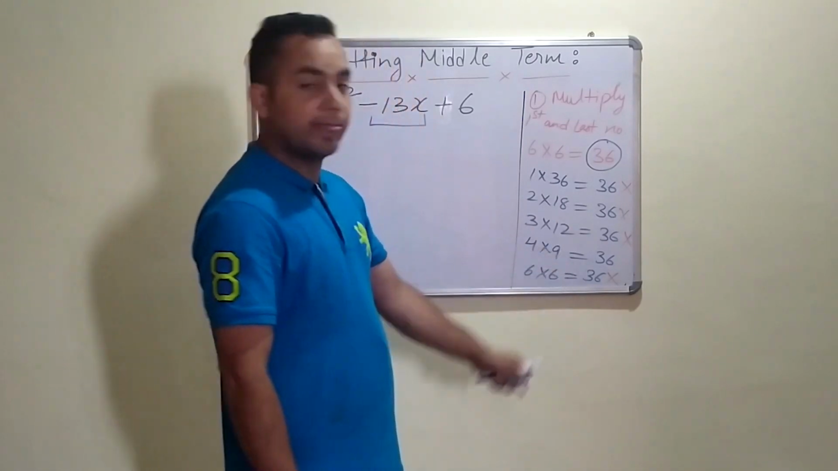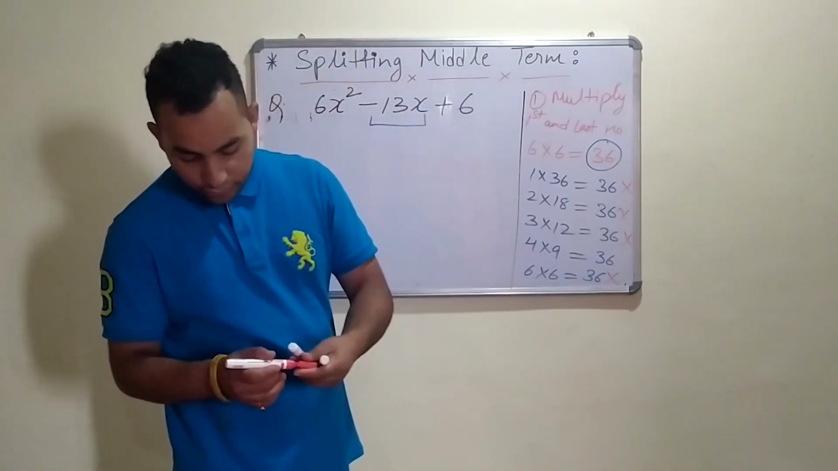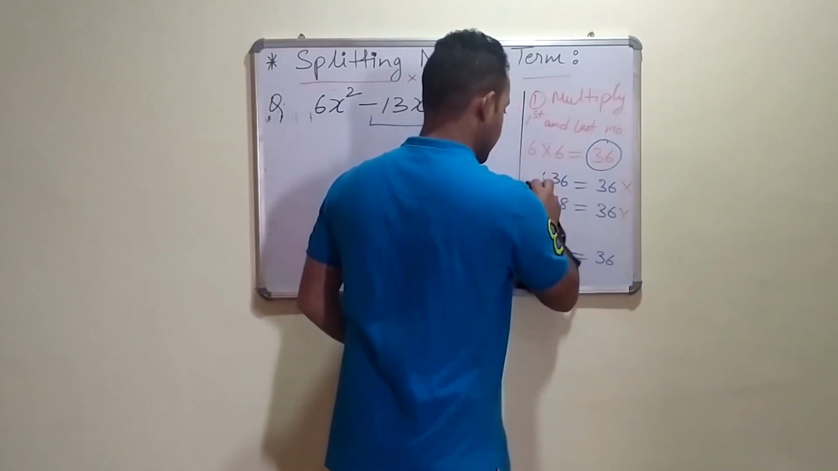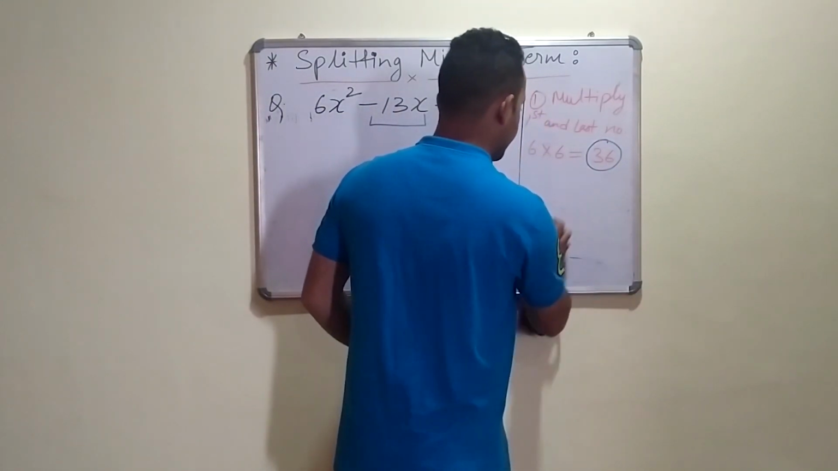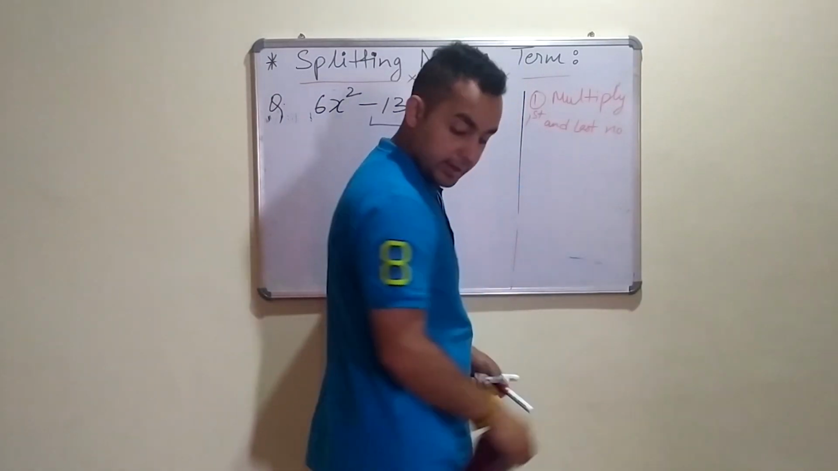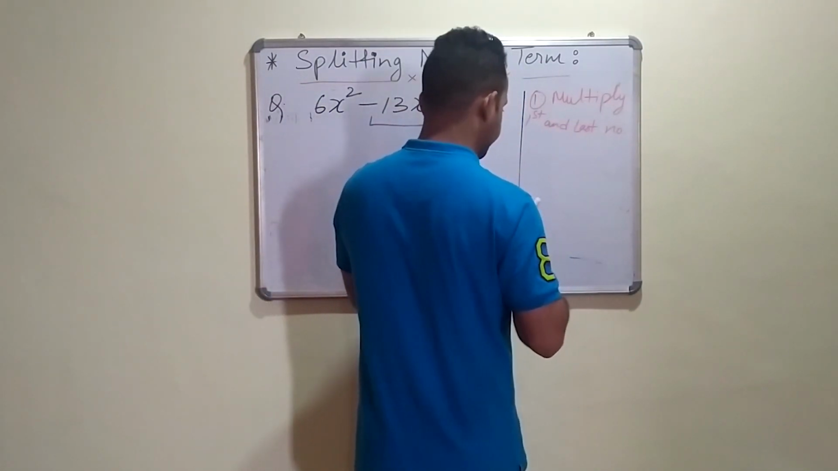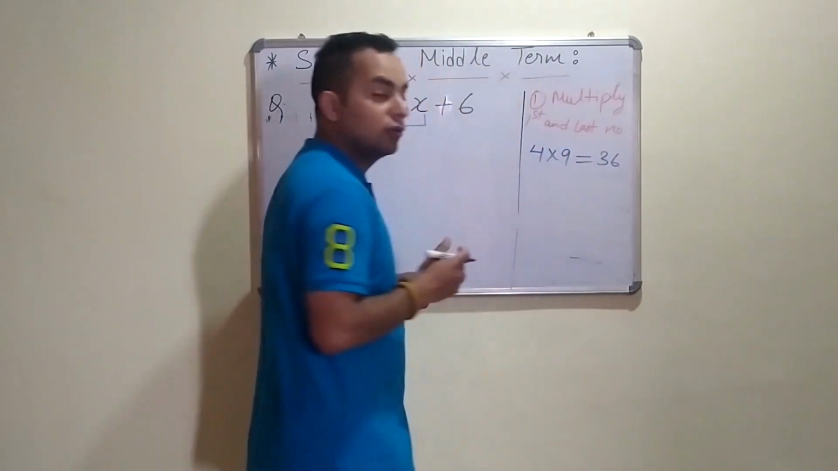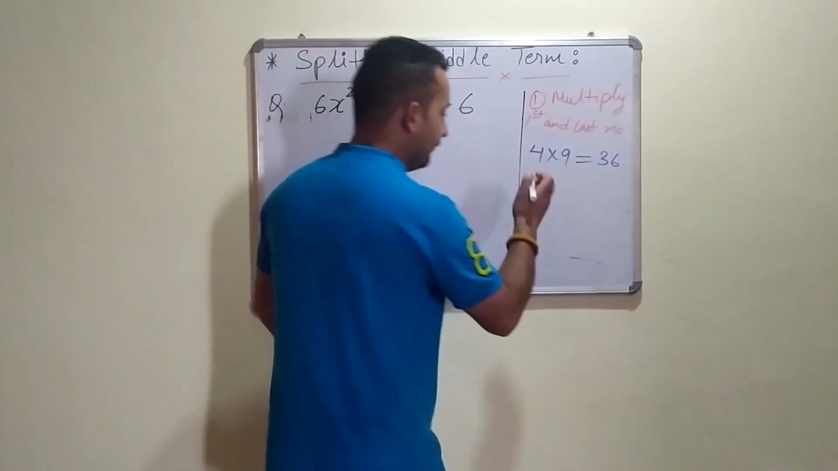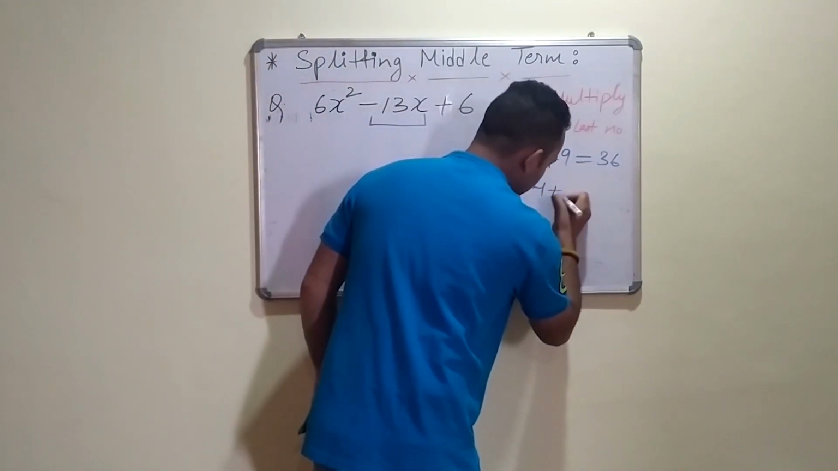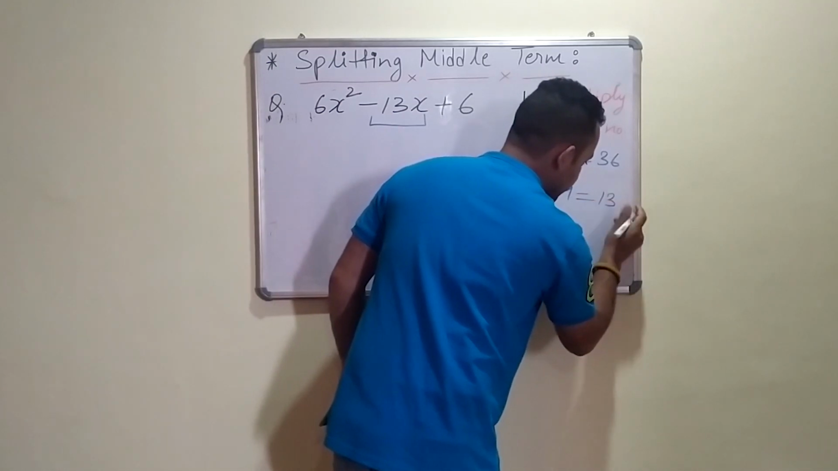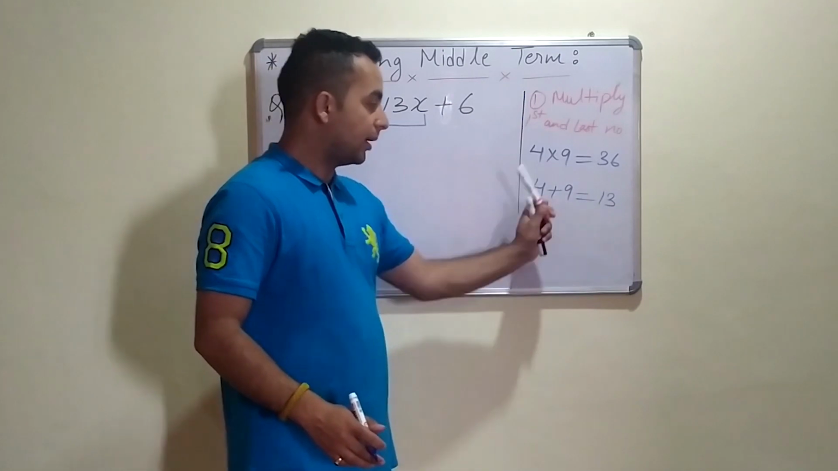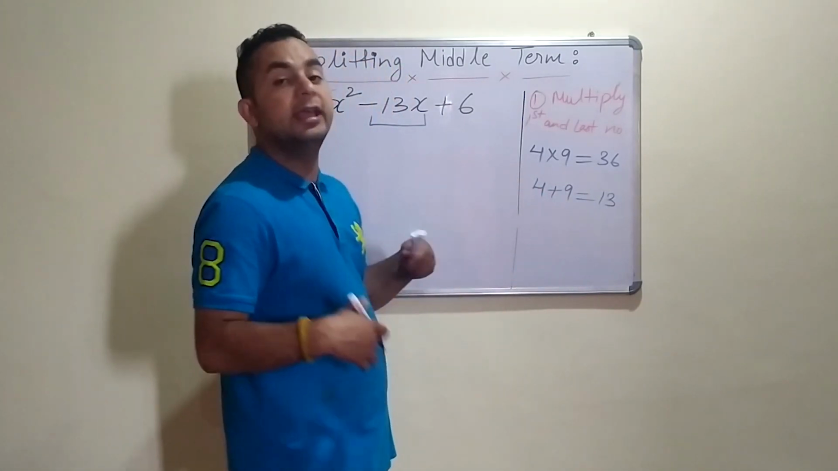Now you are left with the factors 4 and 9. If we add 4 plus 9, your result is 13. Okay class, you will get 13 by adding 4 and 9, but you need negative 13.